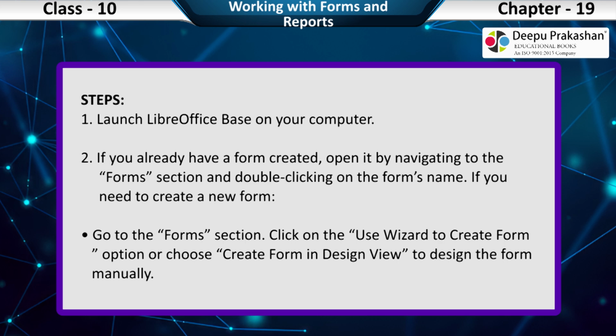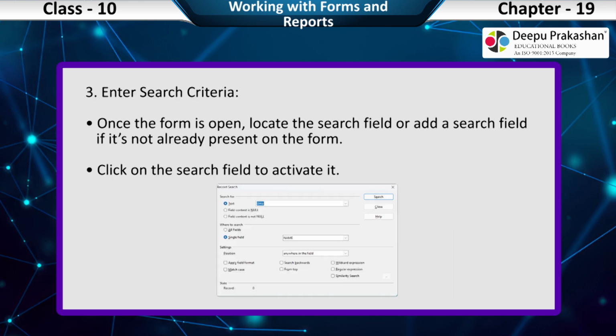Steps: 1. Launch LibreOffice Base on your computer. 2. If you already have a form created, open it by navigating to the Forms section and double-clicking on the form's name. If you need to create a new form, go to the Forms section. Click on the Use Wizard to create form option or choose Create Form in Design View to design the form manually. 3. Enter search criteria. Once the form is open, locate the search field or add a search field if it's not already present on the form. Click on the search field to activate it.